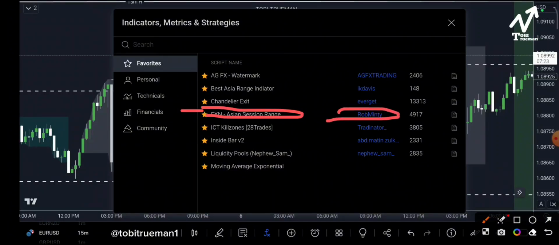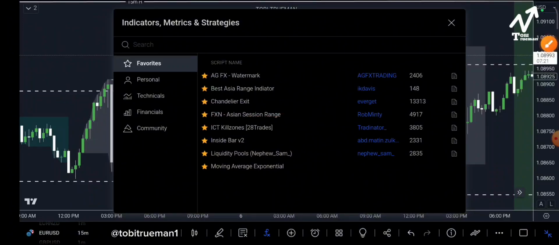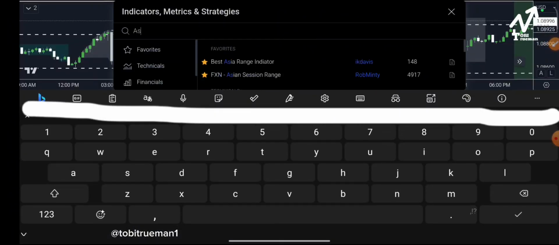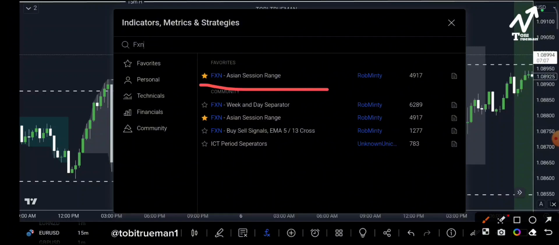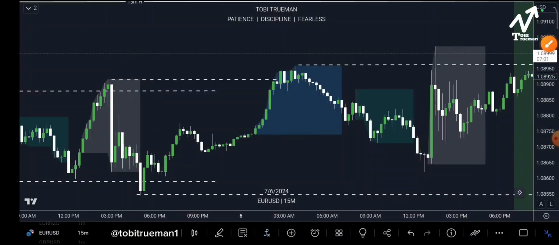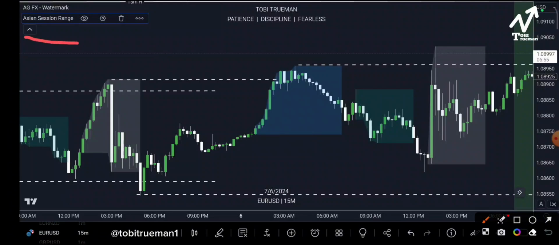So how do you search for it if you don't have it already? I've already put it on my favorites. You just type Asian, FSN, and you see it pop out. When it pops out, you select it, put it on your favorites, and once you have selected it, it will show up here at the left-hand side on your TradingView.